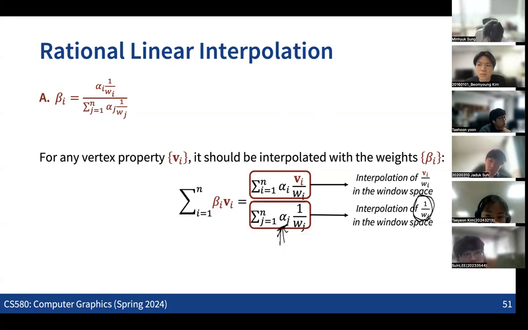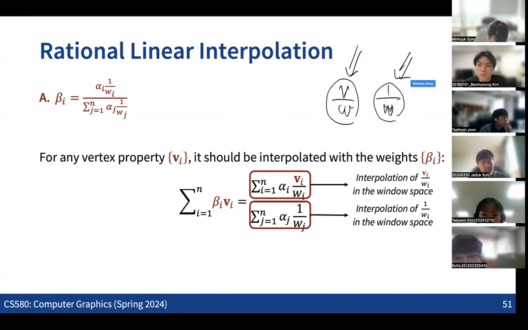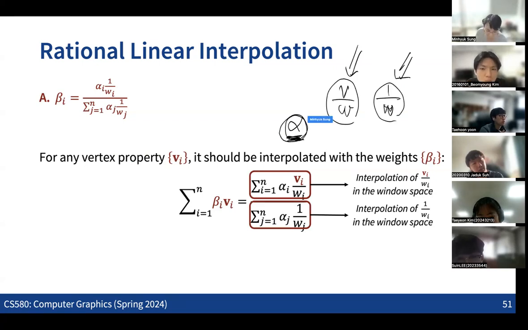So which means that now if we have the information of V over W and 1 over W, then we can simply interpolate these two quantities using the weights alpha, which is computed with the barycentric coordinates. The interpolation with alpha with the barycentric coordinates will be automatically calculated by the rasterization pipeline. So you don't even need to do that.